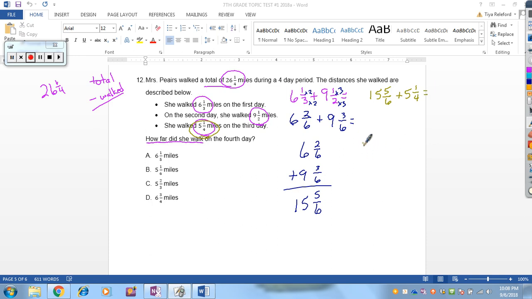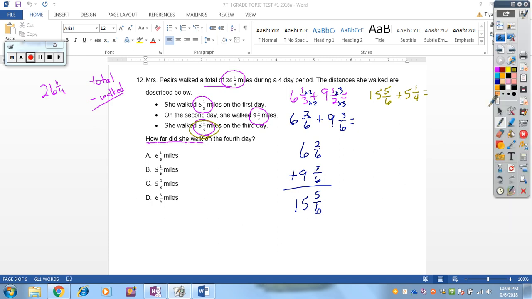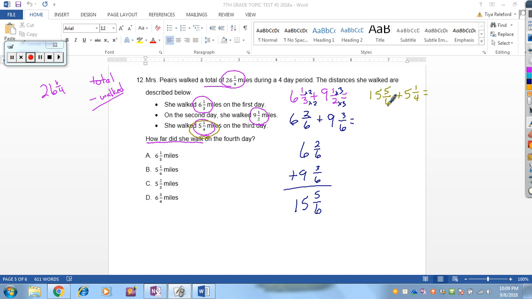First step, common denominator. What denominator can 6 and 4 use? Could use 24, but we could also use 12. So, how do I get from 6 to 12? Times 2. Don't forget to do that to the numerator as well.